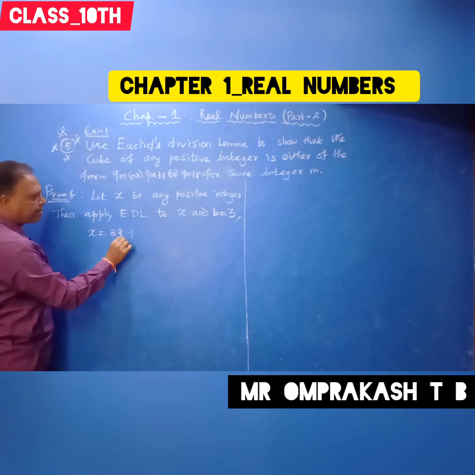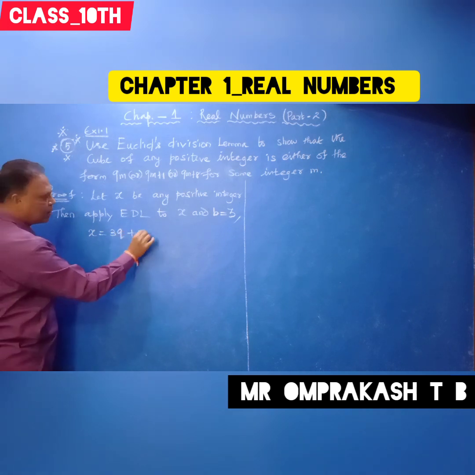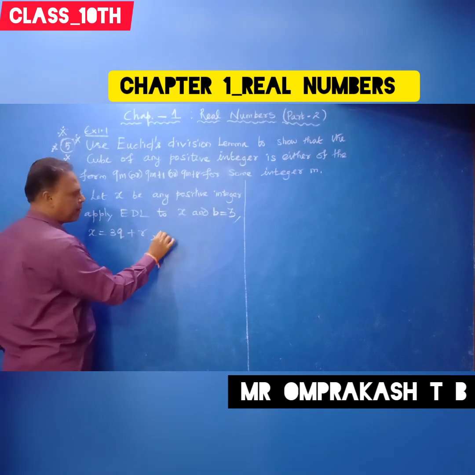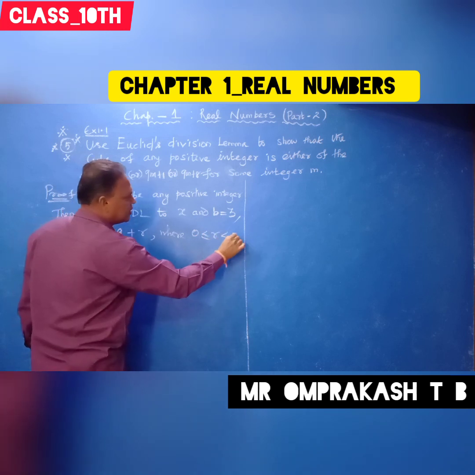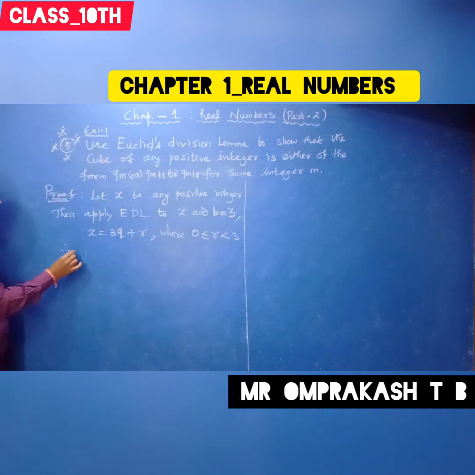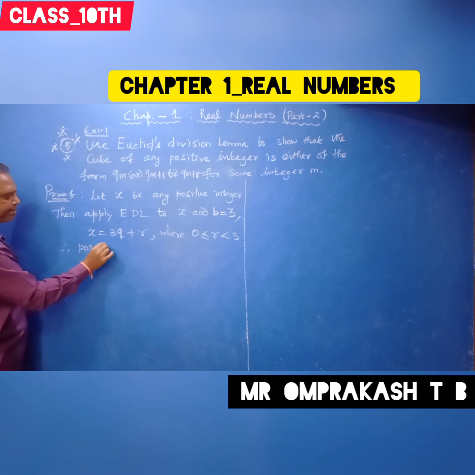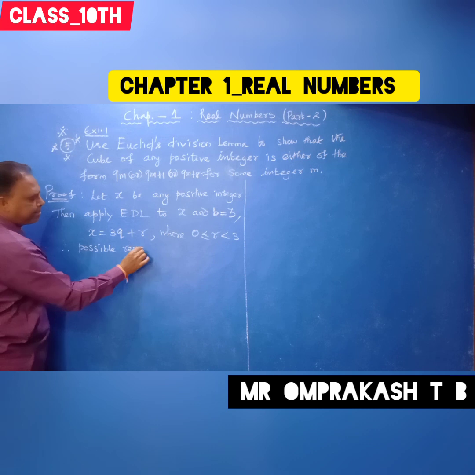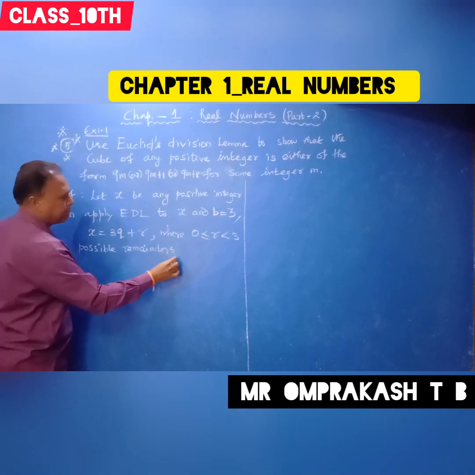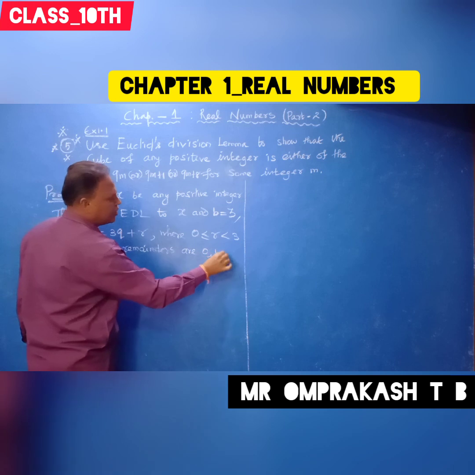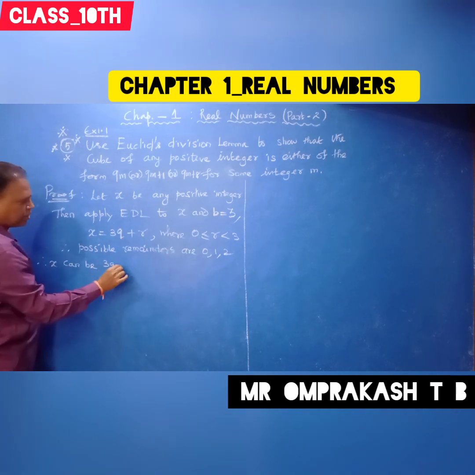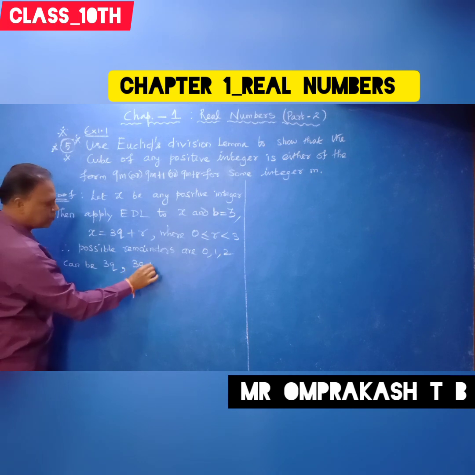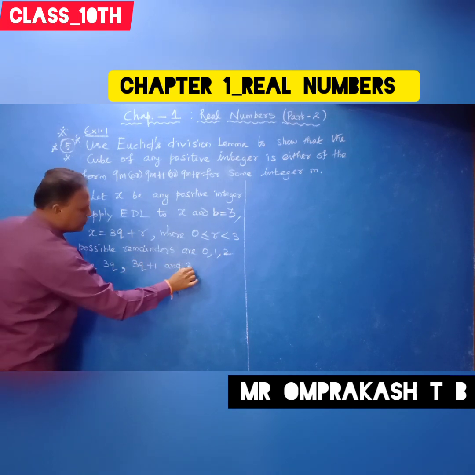We get x is equal to 3q plus r, where r is 0 less than or equal to r less than 3. Therefore the possible remainders are 0, 1, 2. Therefore x can be 3q, 3q plus 1 and 3q plus 2.